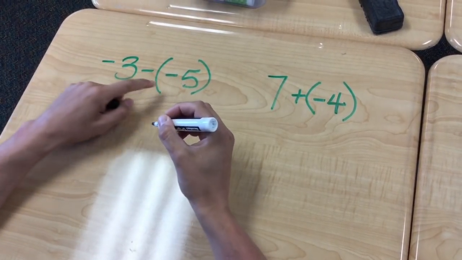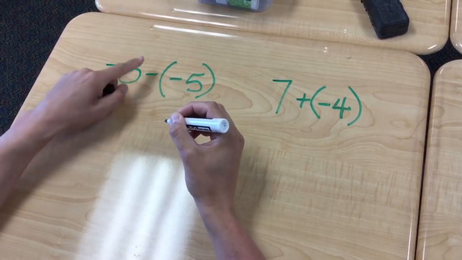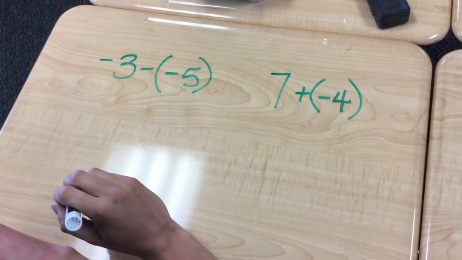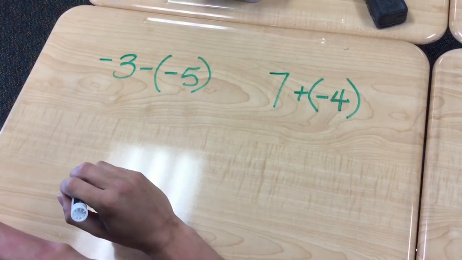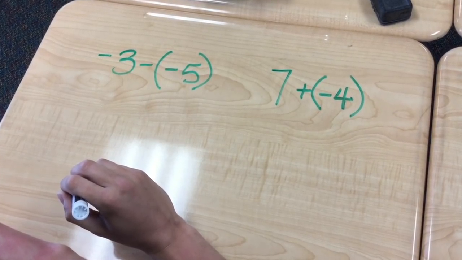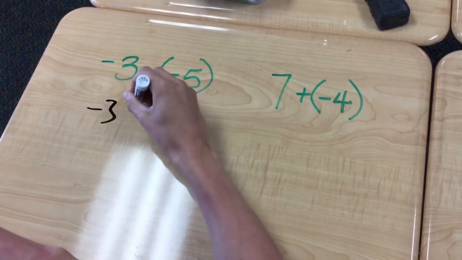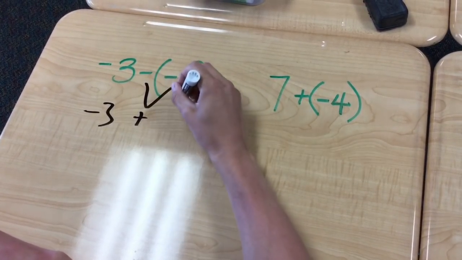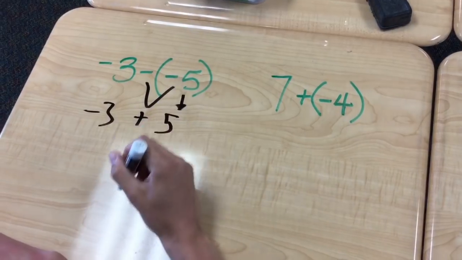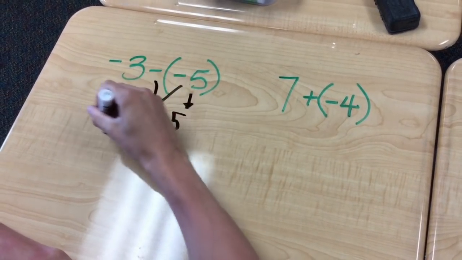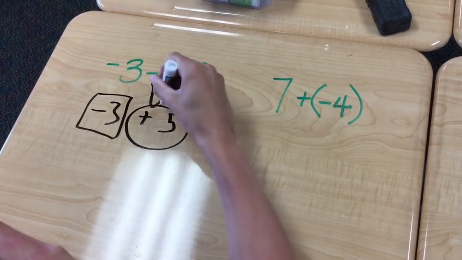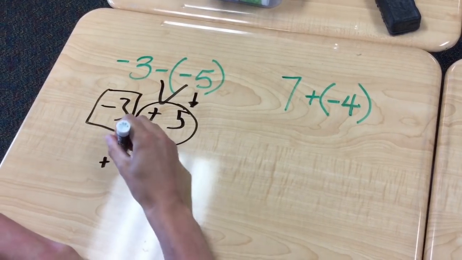Okay, same sign, add and keep, but there's two signs here. We don't want two signs in the middle. The two signs need to be turned into one sign. So two negatives become a positive. Good. Bring the 5 down. Now do the same sign, add and keep. Different sign, subtract. That's going to be a positive 2.